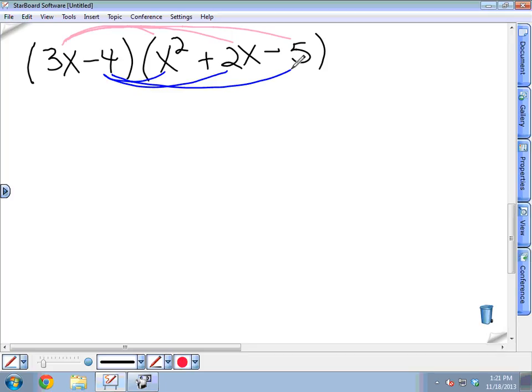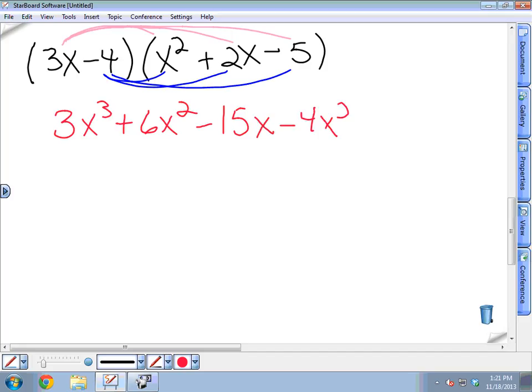So 3x times x squared is 3x cubed. 3x times 2x is 6x squared. 3x times negative 5 is minus 15x. Minus 4 multiplied by x squared is minus 4x squared. Negative 4 times 2x is negative 8x. And negative 4 multiplied by negative 5 is positive 20.